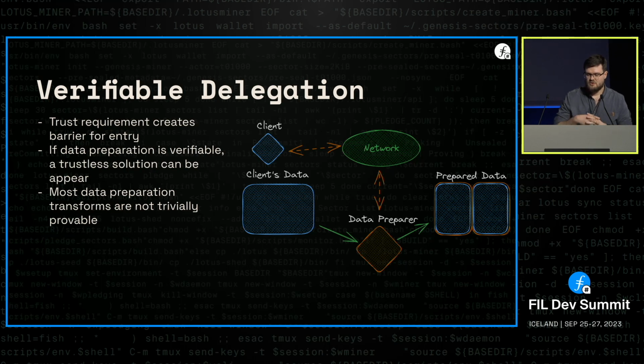On the other hand, unfortunately, most data preparation transforms are not trivially provable. You just cannot produce a SNARK proof that the computation was performed correctly. Let's give an example of a computation I'm talking about, which is the data preparation that happens today, right? Someone comes in, hey, I have a SHA-256 hash of this 64 gigabyte blob. I want it on Filecoin. And now today, they have to compute the CommP of that file, right? Ideally, they would be able to offsource that.